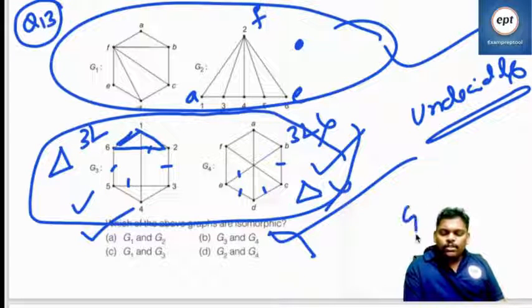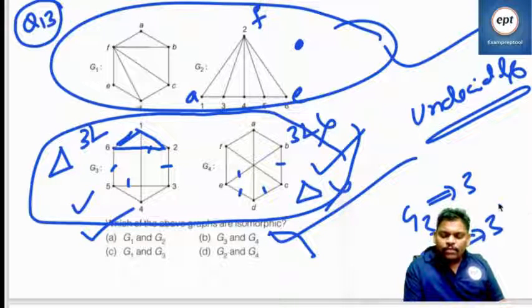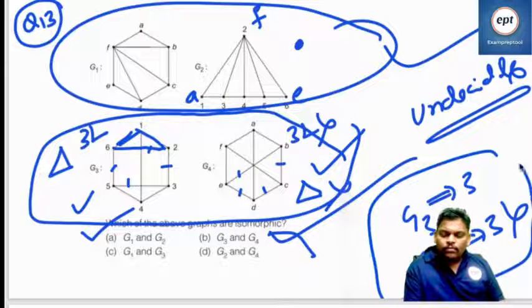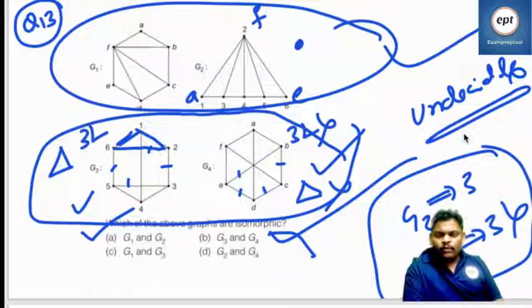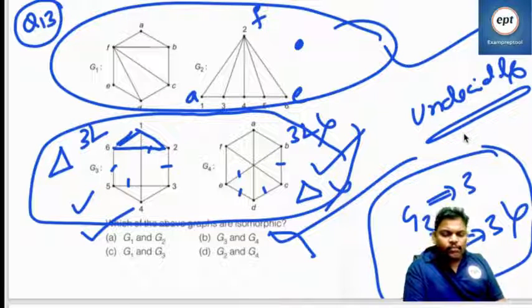So in G3, 3 length cycles are there. In G4, 3 length cycles are not there. Someone is saying 4 length cycles in G1. I think in G1 the 4 length cycles, if you see F to C, C to B, B to A.